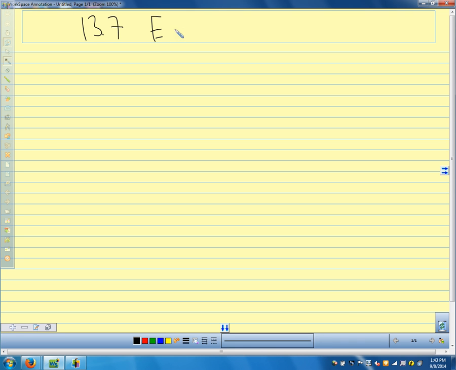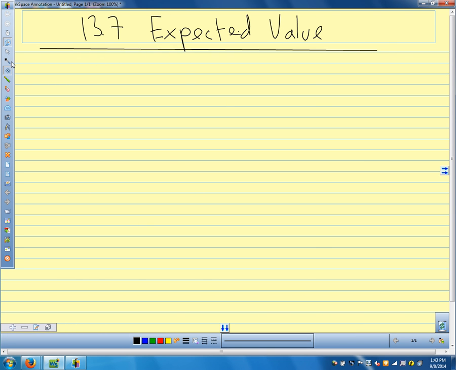So talking about expected value. What we want to do is talk about how we can use probability to make a decision about something. We want to know in the long run what is going to happen, and that's what expected value really tells us. Expected value tells us what is going to happen in the long run.